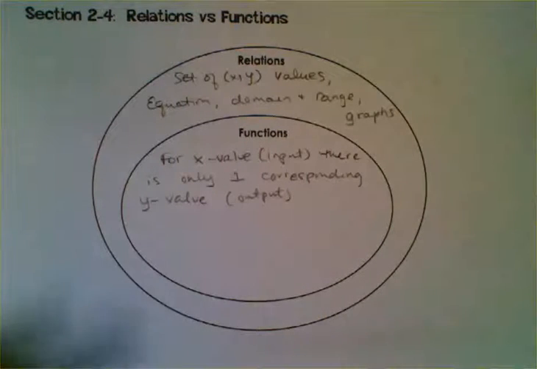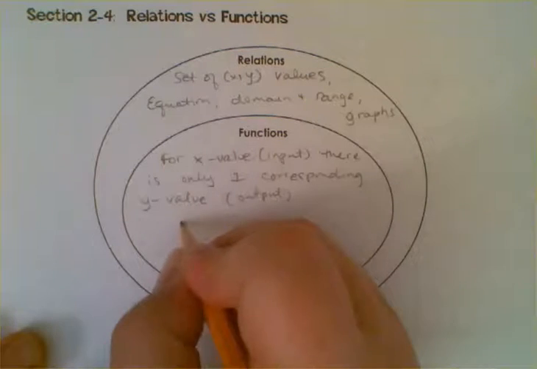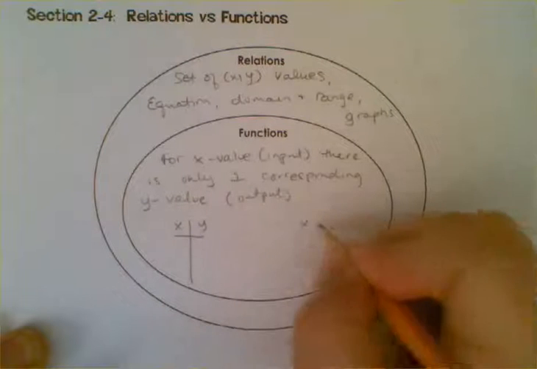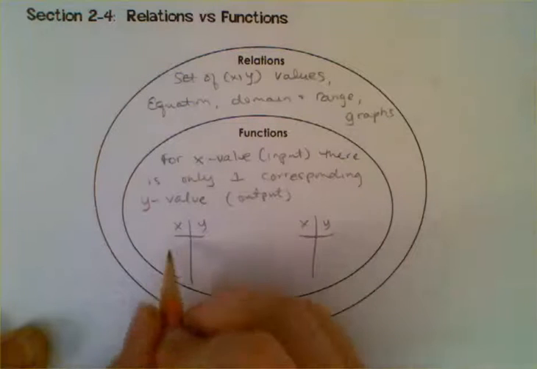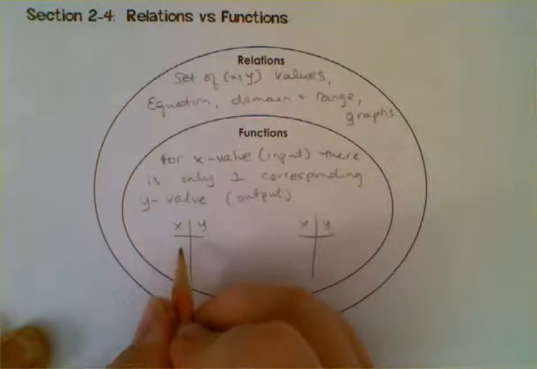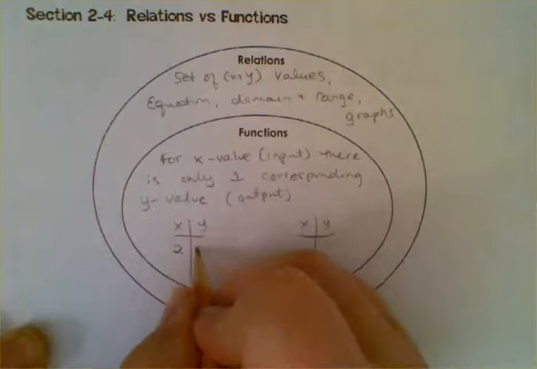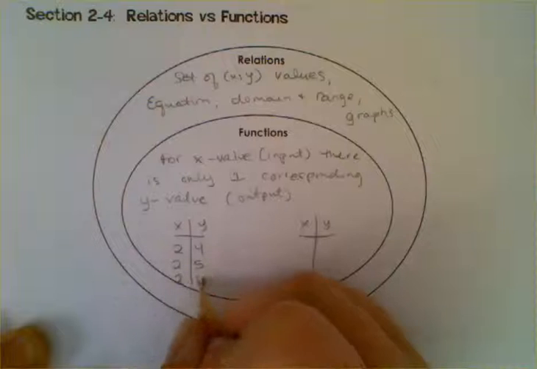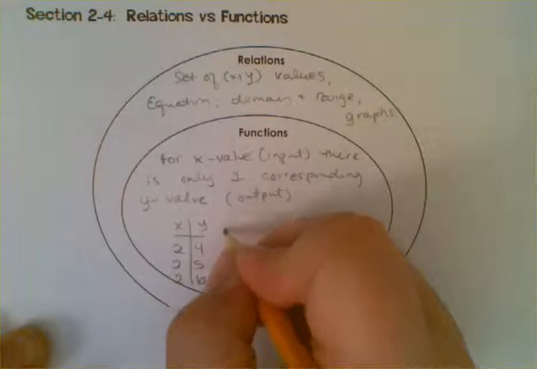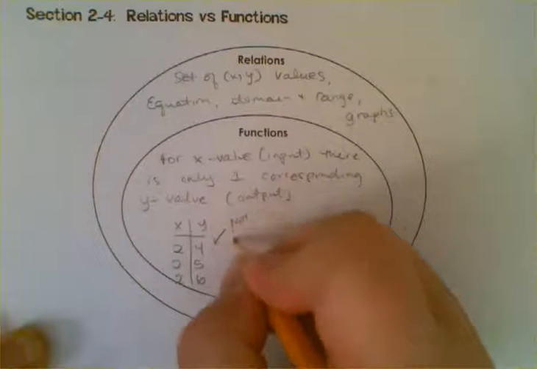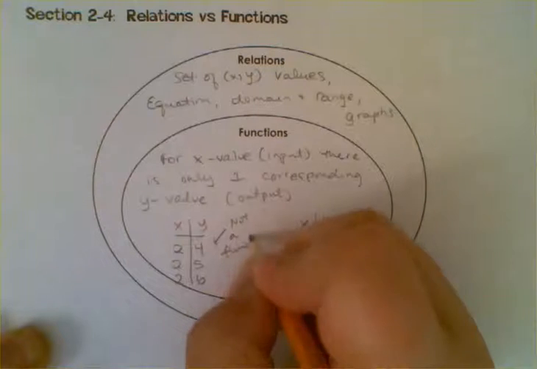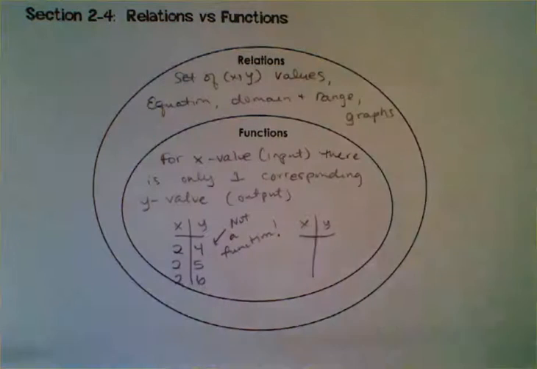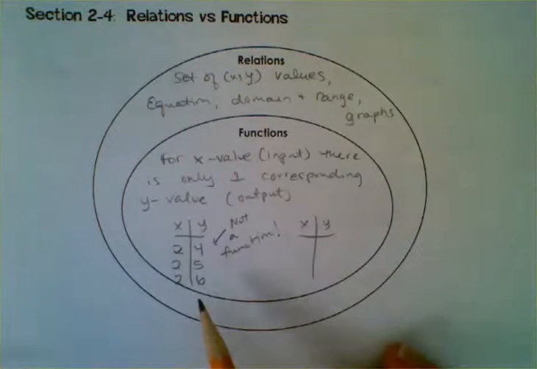If you were looking at an input-output chart, and let's do 2. So the first input-output chart, it says you put in a 2, you get a 4. Put in a 2, you get a 5. Put in a 2, you get a 6. This is not a function. If you put in a 2 in a function, you must always get out the same value.